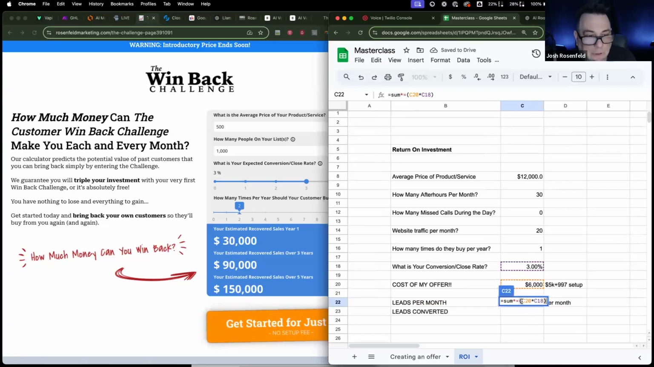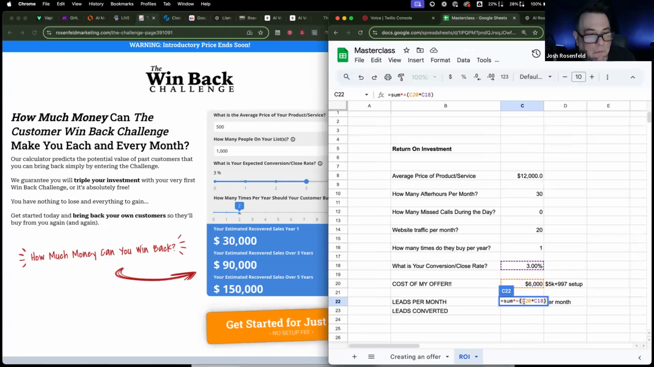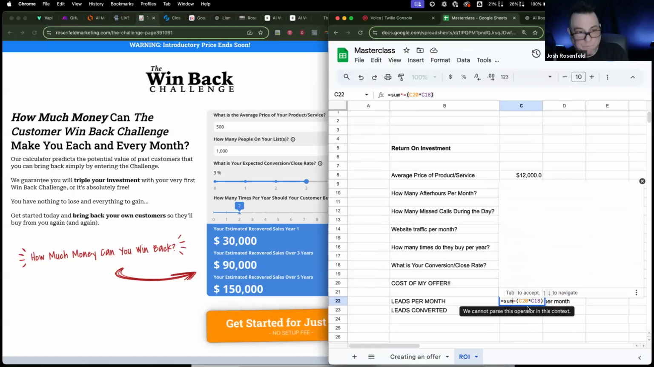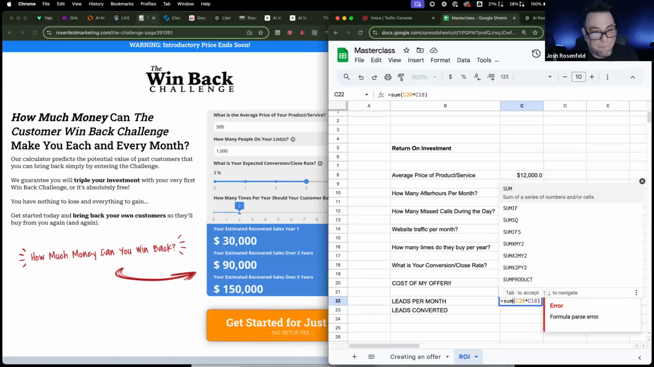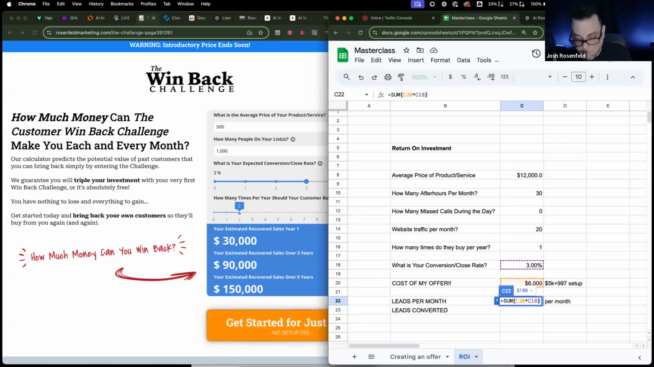Okay. What the hell? I feel like I was bad about this stuff. Why is it not doing? Oh, here we go. Equals sum. Goodness gracious.